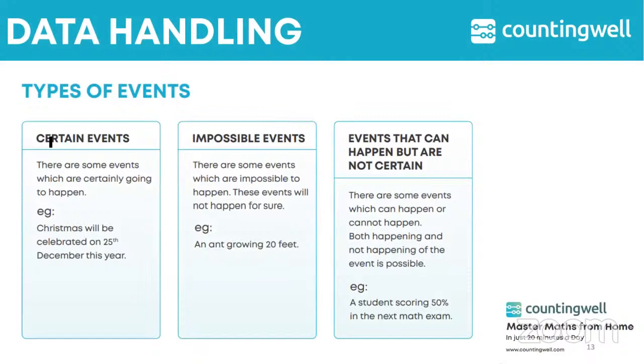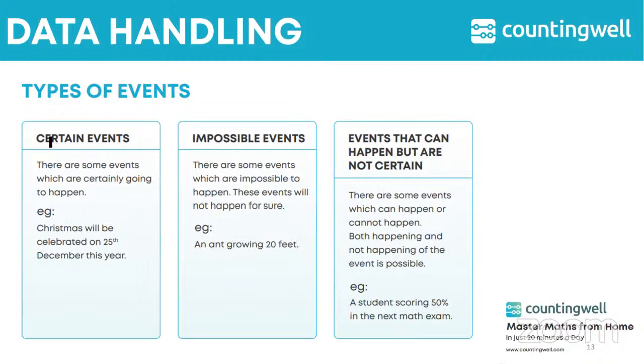Now let us see what are events. So first is certain events. There are some certain events which are certainly going to happen. For example, we celebrate Christmas on every 25th of December. So for every year, it is very certain that Christmas will fall on 25th December. So this is nothing but a certain event.